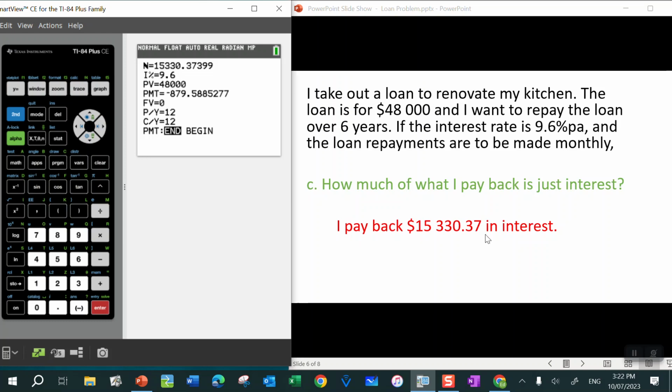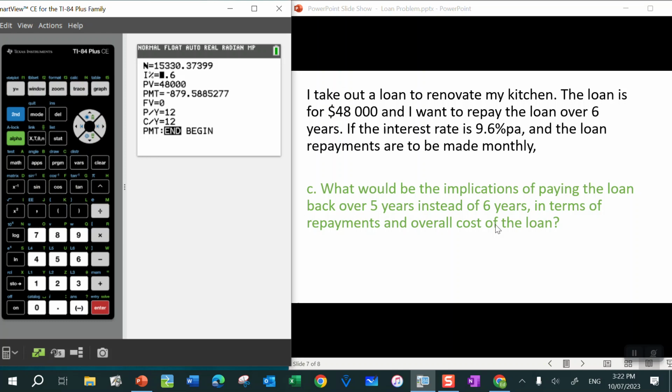Okay, what would be the implications of paying the loan back over 5 years instead of 6, in terms of repayments and overall cost of the loan? Well, if I'm paying it back over 5 years, I scroll back up to my N, and it's going to be 5 years' worth of payments, so it's 5 times 12. Obviously it's 60, but again, you can get your calculator to do that if you're feeling particularly lazy. And what's the same? Well, the interest rate's the same. The value of the loan is the same, the $48,000. The payment will be different. We'll come back to that.